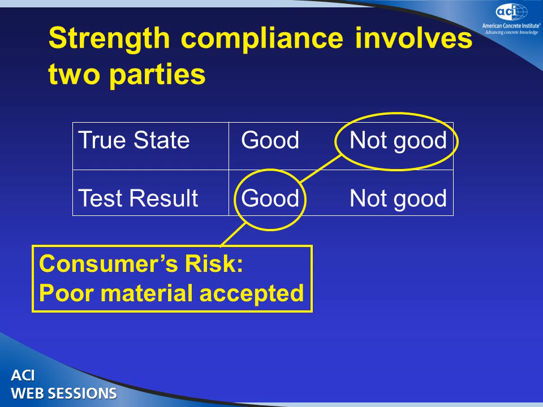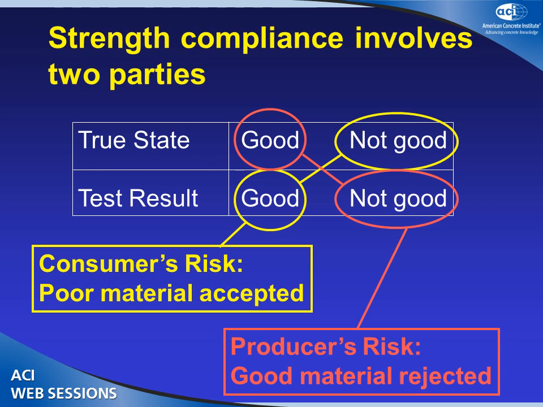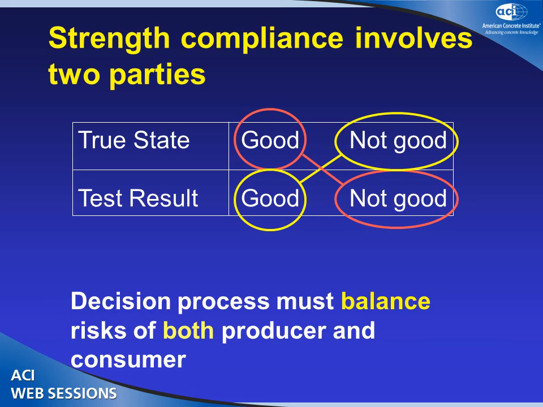There are some ready-mix producers in the room, and they have a risk too. Their risk is that the material they provided is actually good, but the test results, for whatever reason, say that the material is not good. So the consumer is worried that poor quality material is going to be accepted, and the producer is worried about good material being rejected. The decision process must balance the risks of both the producer and the consumer.